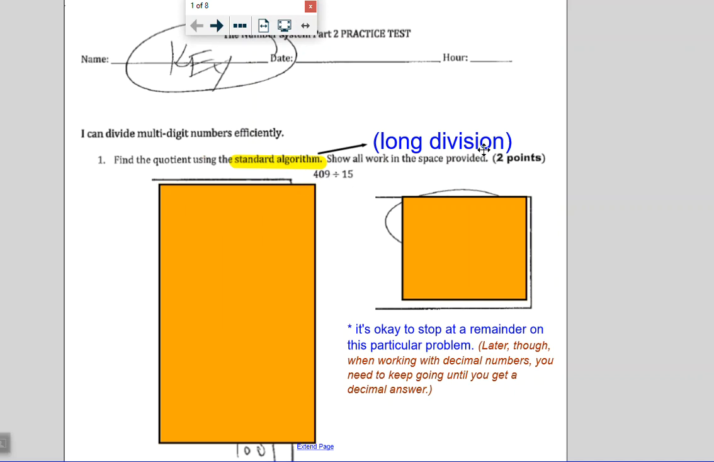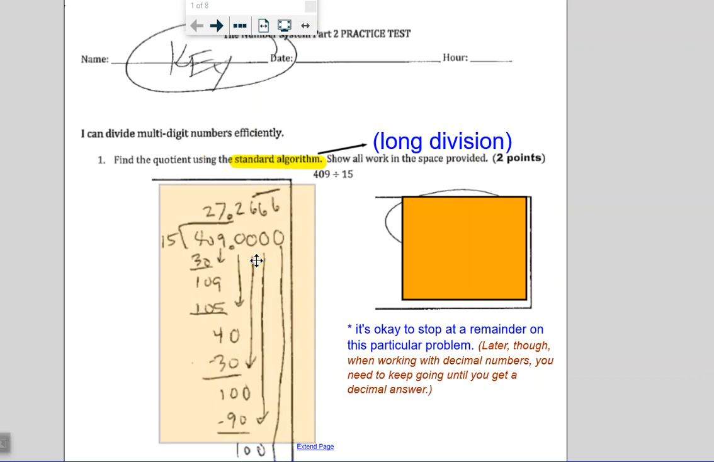All right, so here's the problem, 409 divided by 15. So again, we want to do long division. Now this is the one problem that you're okay to pretty much get a remainder, all right? So it is okay to get a remainder on this one. And the test, it's the same way. If they give you a problem like this, a remainder is okay. We'll talk later about the division part because sometimes they want you to keep going and not stop at the remainder. So we'll talk about the difference of when it's okay to have your remainder and when you should keep going.